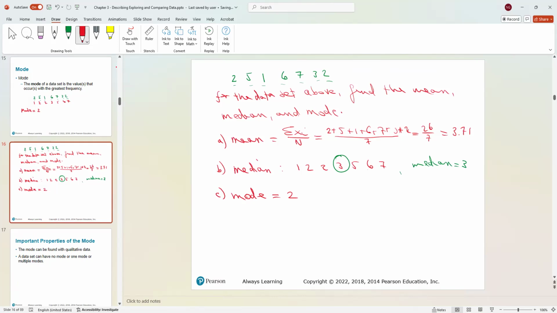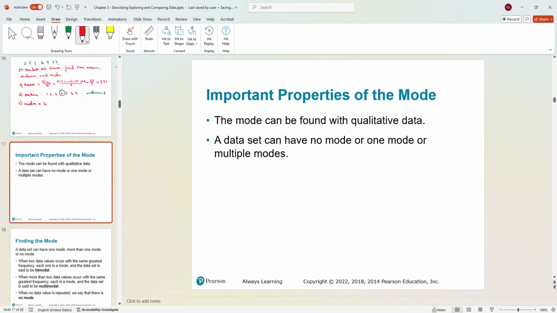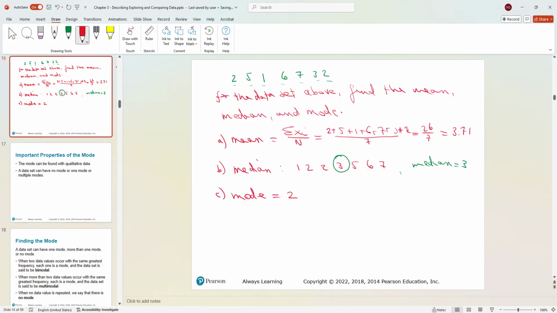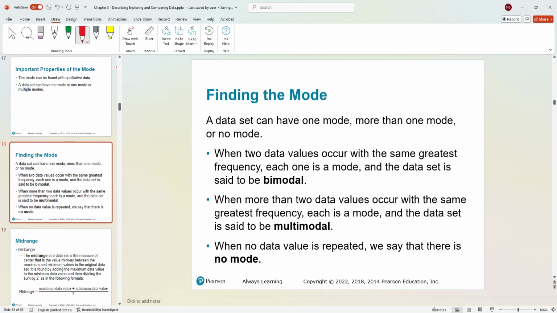Remember, the mode of a data set can be found with qualitative data. A data set can have no mode, one mode, or multiple modes, because we might have not only 2 repeated twice, maybe 3 or 5 could be repeated twice. When 2 data values occur with the same greatest frequency, each one is a mode, and the data set is said to be bimodal. Very important to pay attention to that.